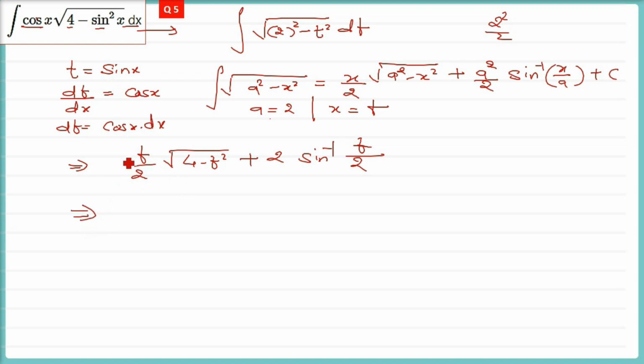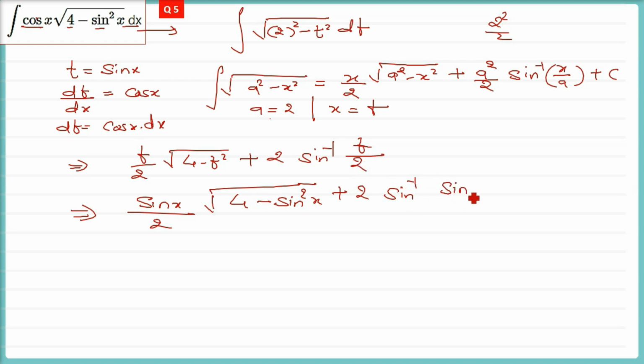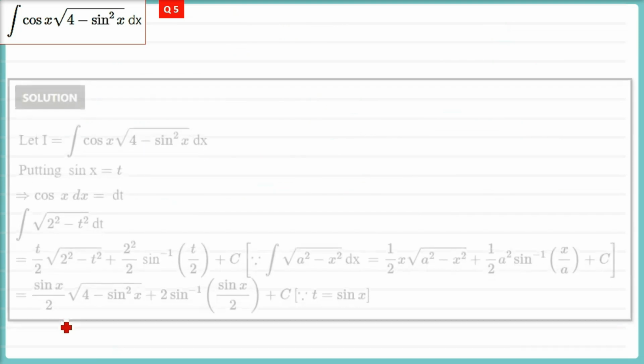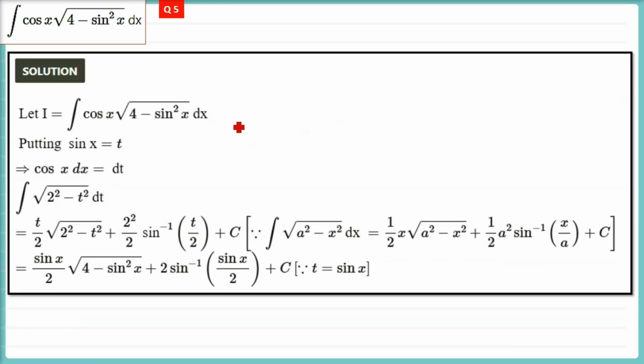And then we have t equals sin x. So replace wherever you get t as sin x. So this will be sin x divided by 2 under root of 4 minus, what is t? Sin x originally. 4 minus sin square x plus 2 sine inverse of t by 2. What is t? Again sin x. Sin x divided by 2. Just add a constant of integration. T equals sin x, we replaced it, and after this replacement we get this expression, which is the final result. Now how we are going to go about writing it is in front of you. This is for those who want reference.